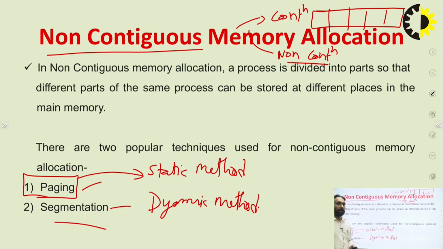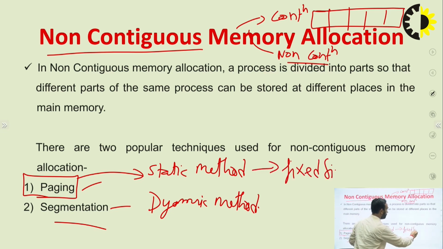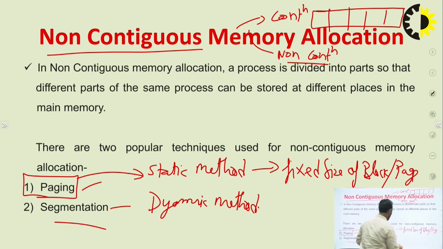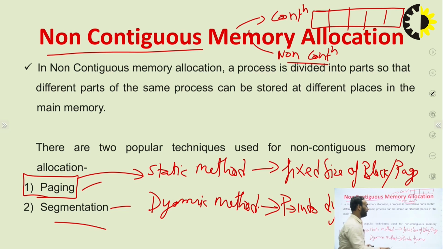In paging, a process is divided into fixed size blocks, or specifically pages. But in segmentation, a process is divided into dynamic size parts. Okay, so it is a basic difference.